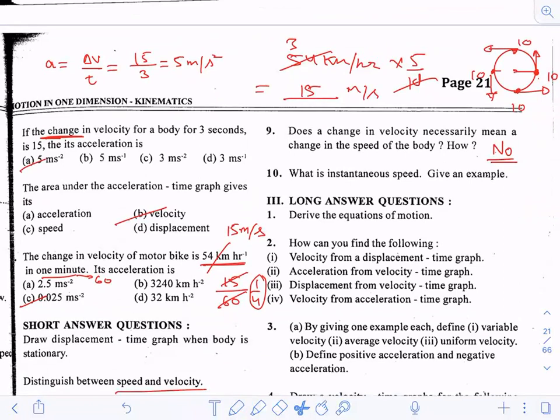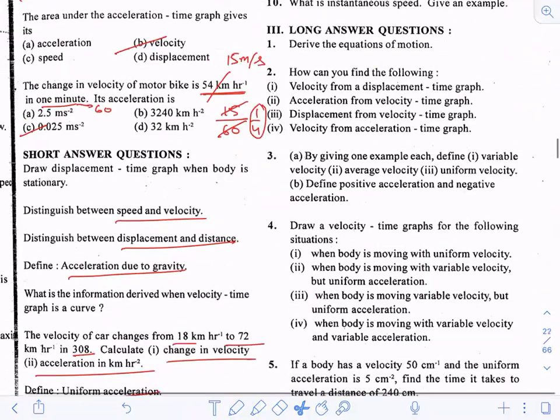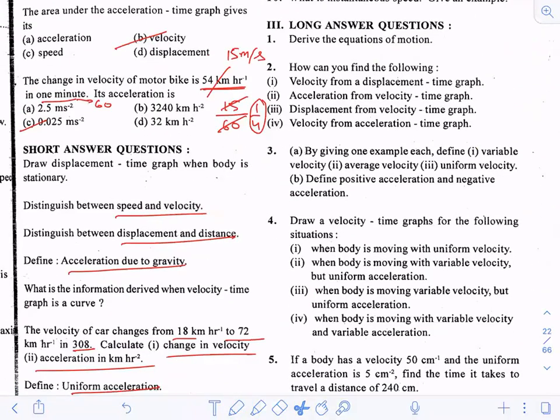What is instantaneous speed? We have already seen that. Give an example. So these are the long answers. Derive the equations of motion. We have done that. I'll try to share this worksheet with questions based on the equations of motion. Derivation we have done, and questions will be shared with you.